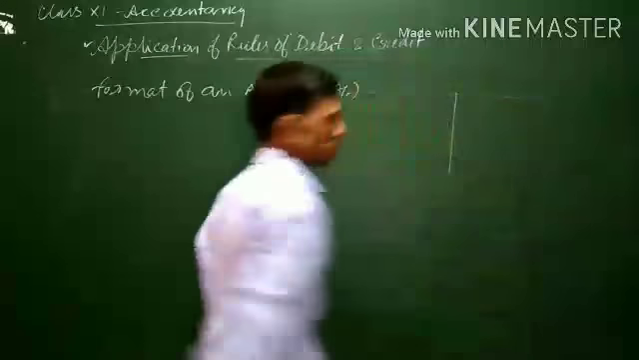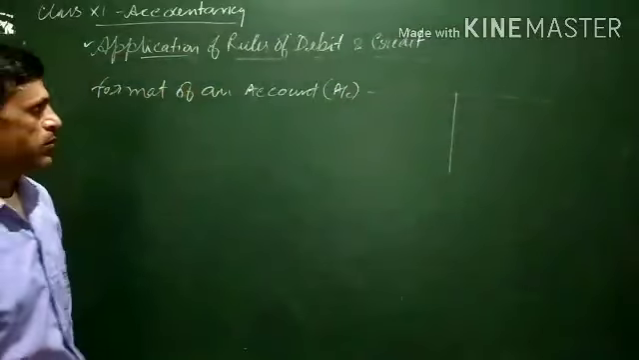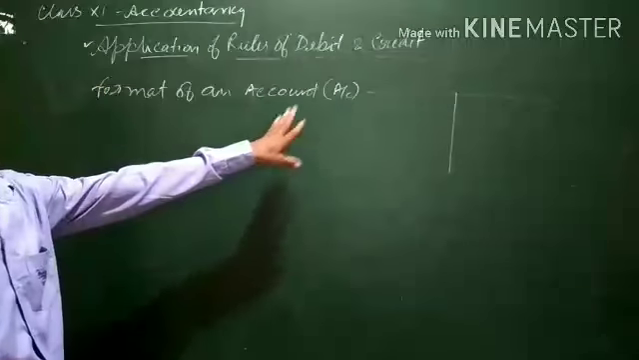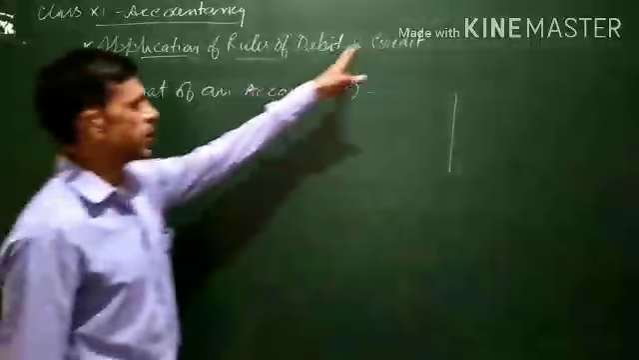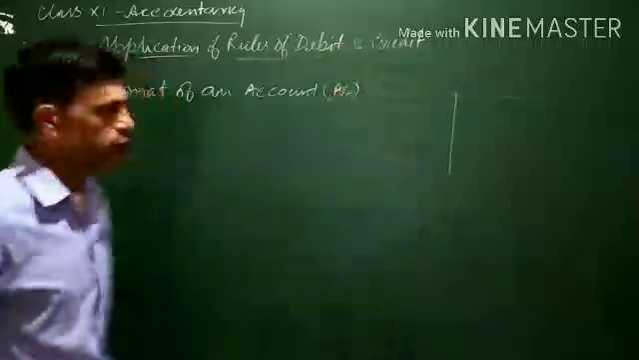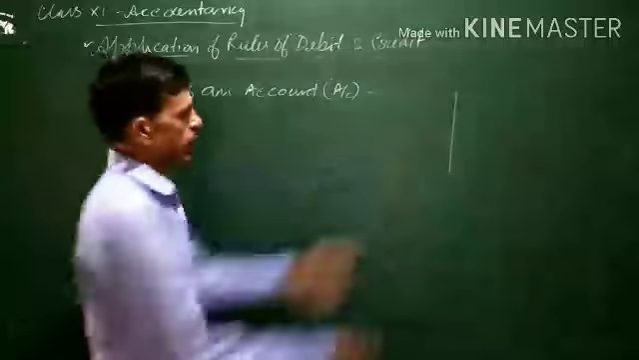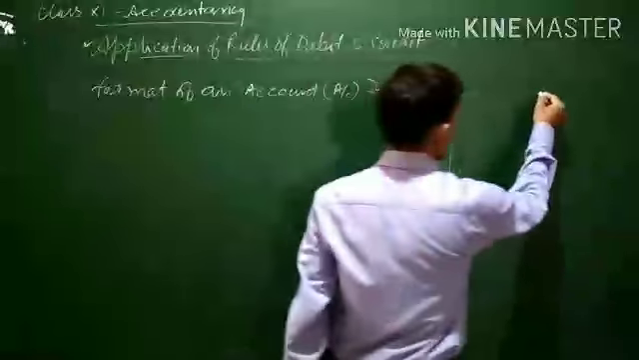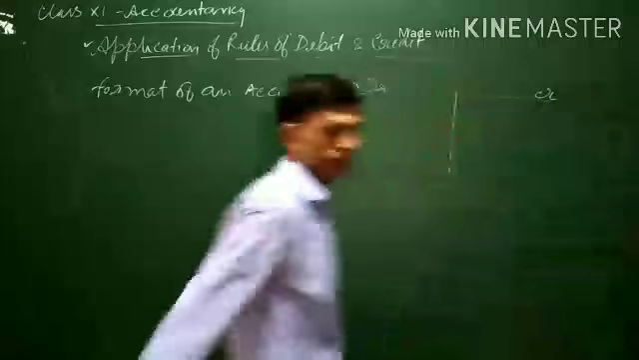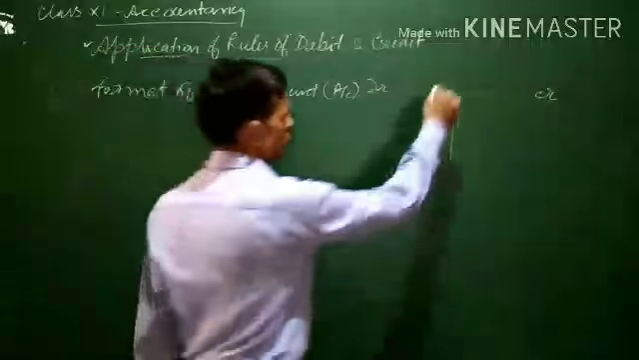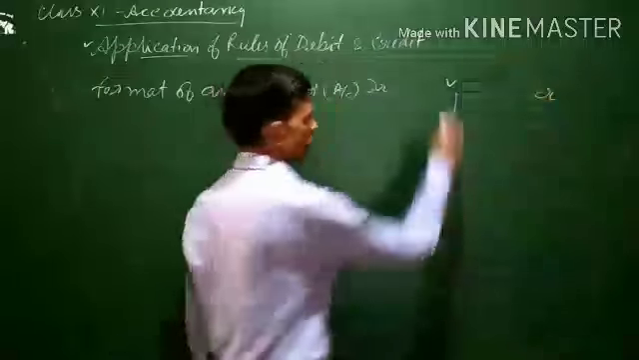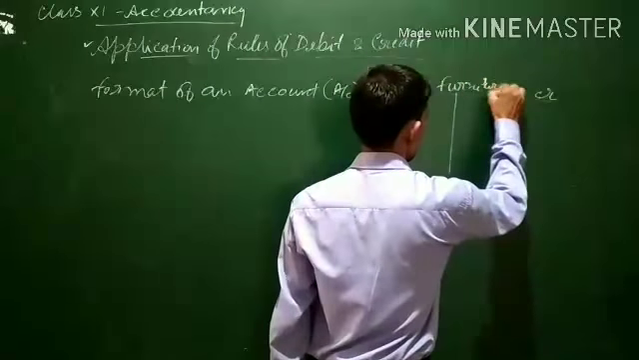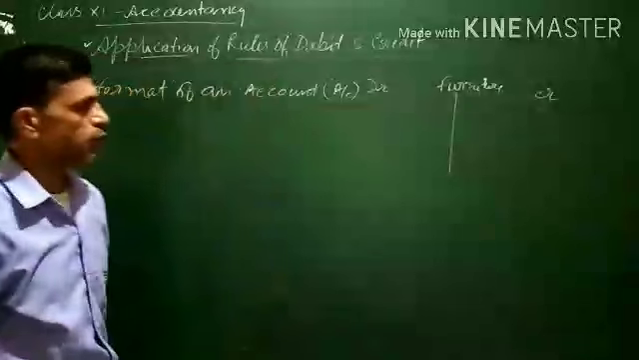This is the format of an account, and as we have discussed earlier, in an account there are two things, debit and credit. Debit should be equal to credit, and in an account the left hand side is known as debit side and right hand side is known as credit side. And the name of the account is mentioned here. Whatever the name of the account may be, suppose furniture account or any other name, you can give whatever the name of the account will be.